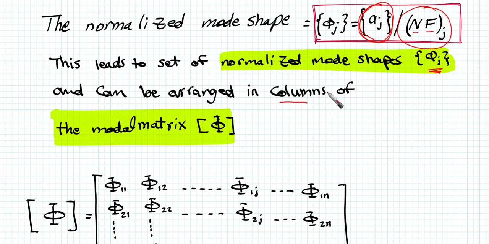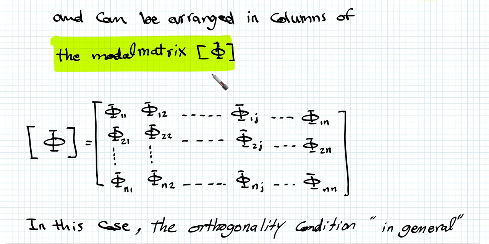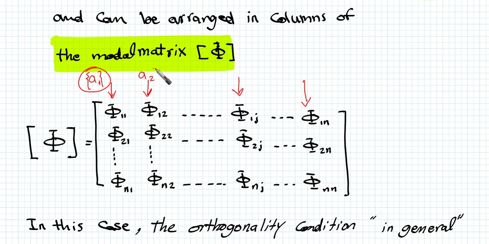This leads to a set of normalized mode shapes phi_j that can be arranged in columns of a matrix. This is what we call the normalized mode shape matrix. What is the point here? We are going to arrange these normalized mode shapes in columns, so each column is related to one mode shape. Here, for example, is the first mode shape, and this is for the second mode shape, and so on.